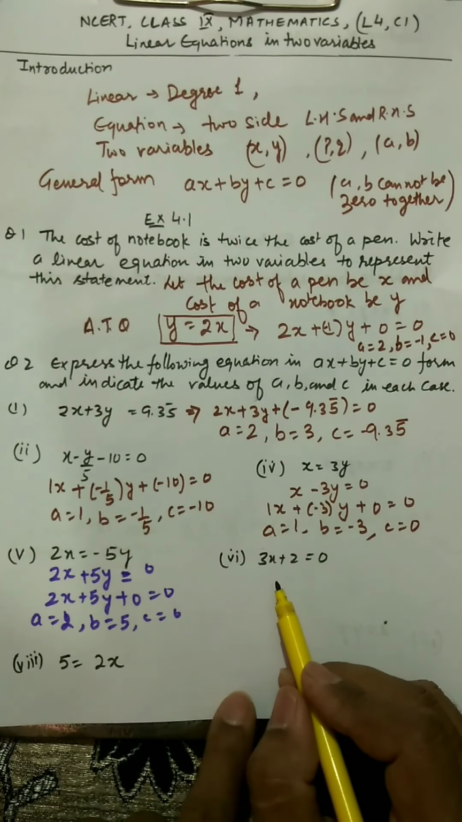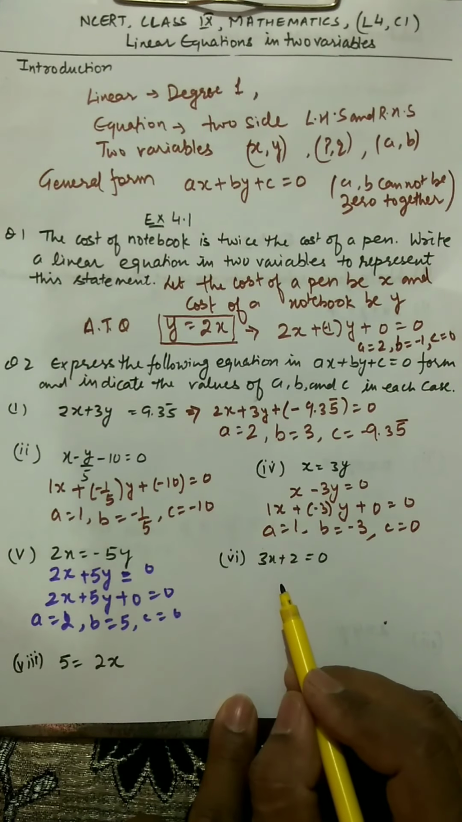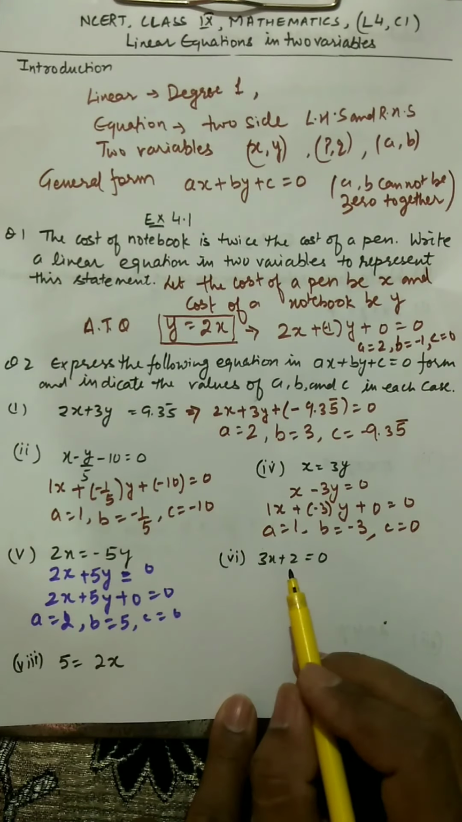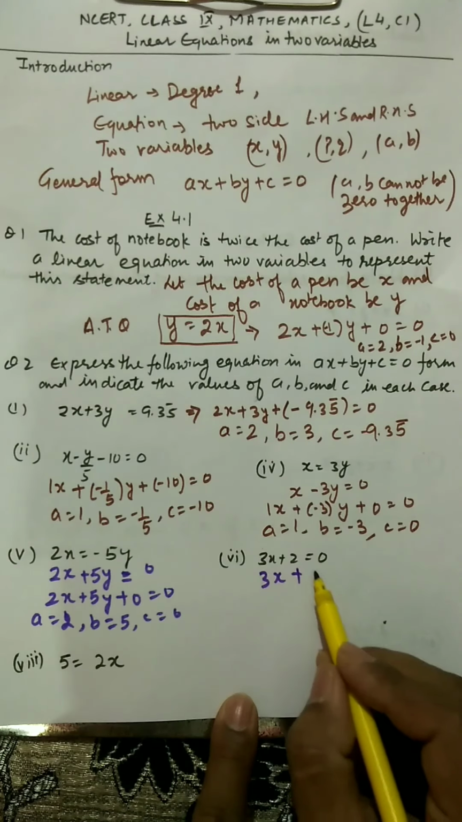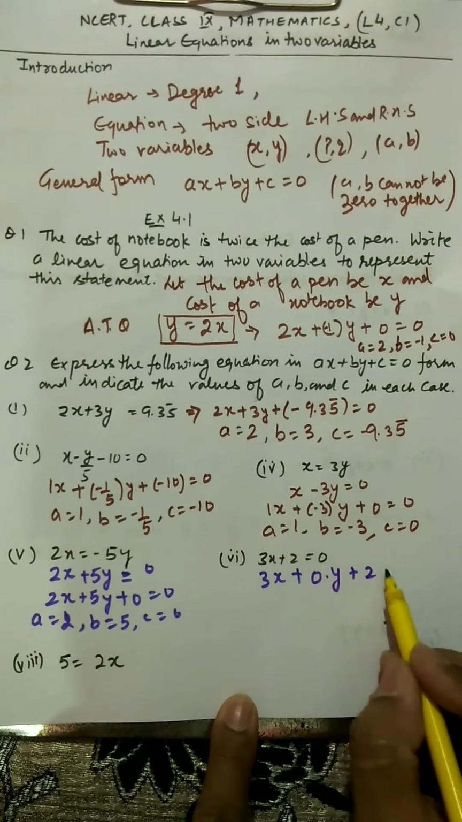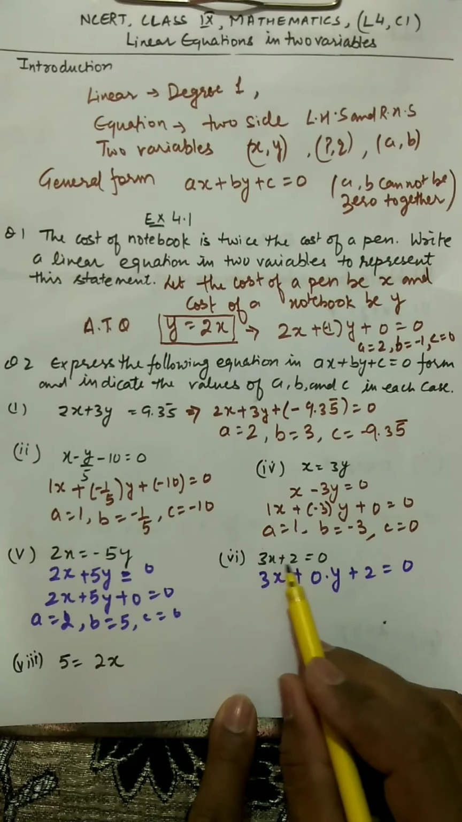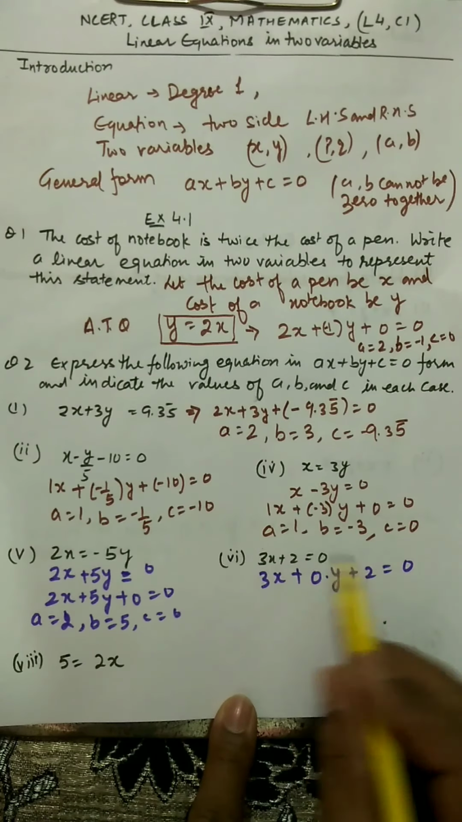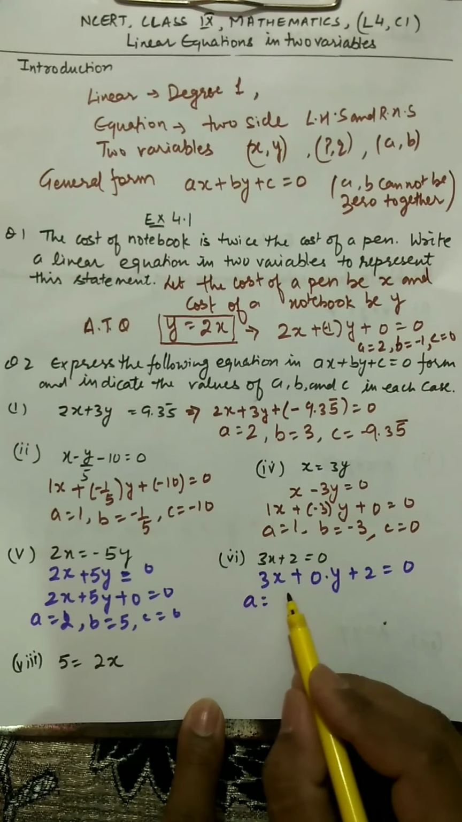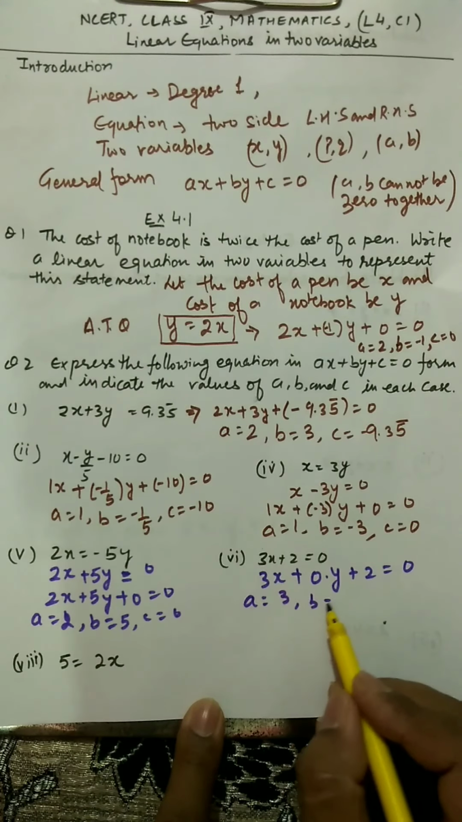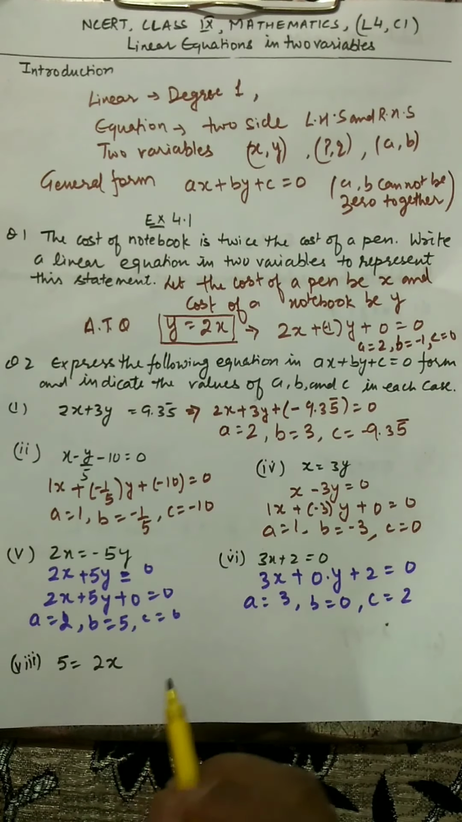Now this last, this sixth one, you see there is no y. So I told you earlier also that b can be 0, a can be 0, but both cannot be 0. So here you can write 3x plus 0 into y plus 2 equal to 0, because ultimately 0 into y is again 0. So this is going to be 3x plus 2 equal to 0. That way you have got the standard form, a equal to 3, b equal to 0, and c equal to 2.